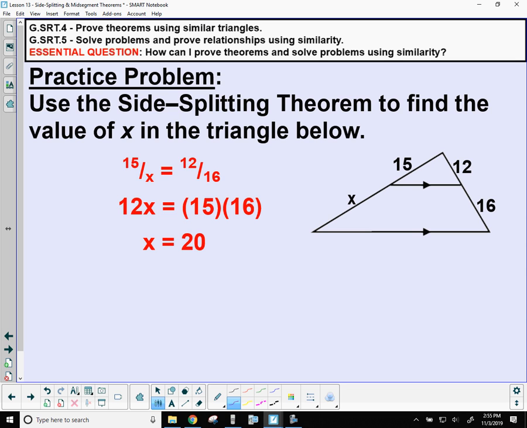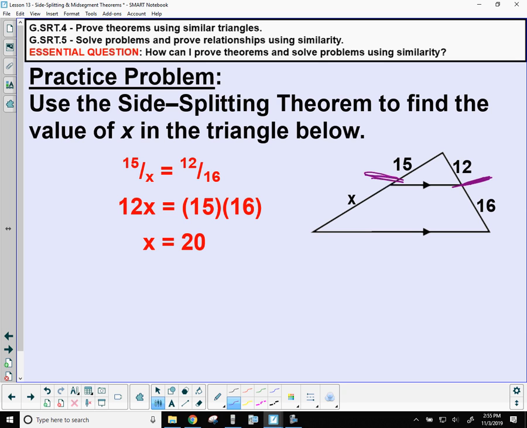One way you could have set it up is literally writing it as it is over each other, like I discussed on the last page. They're practically set up as fractions. So 15 over x equals 12 over 16, cross multiply, divide by 12, and you should have got x equals 20.